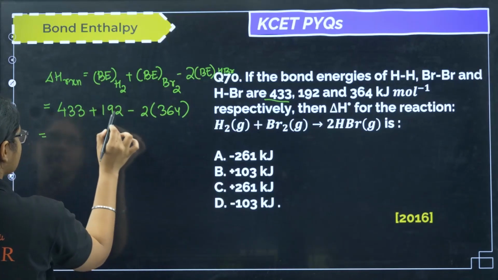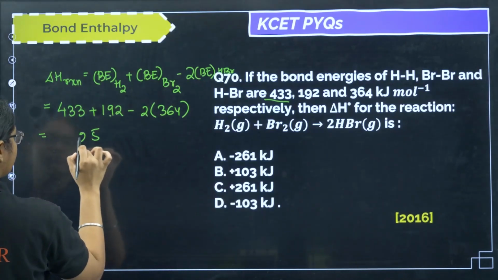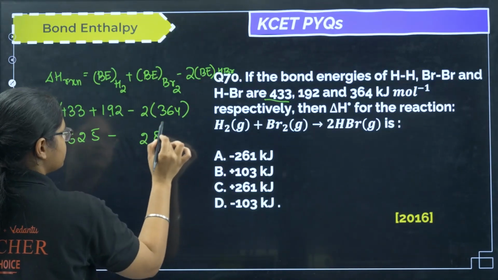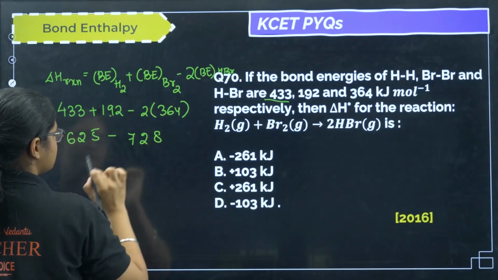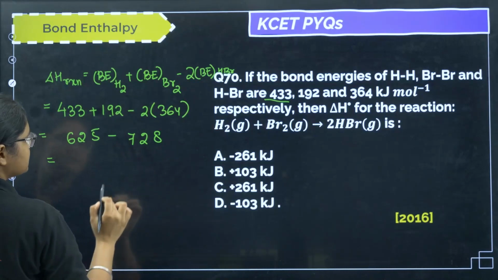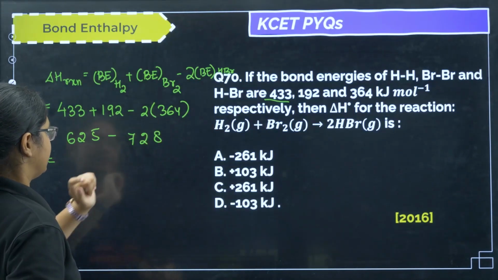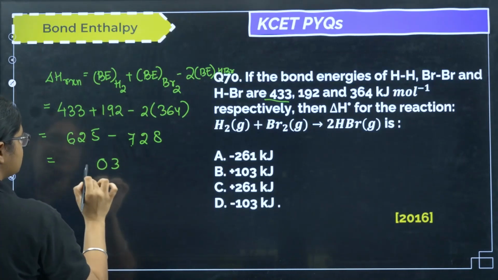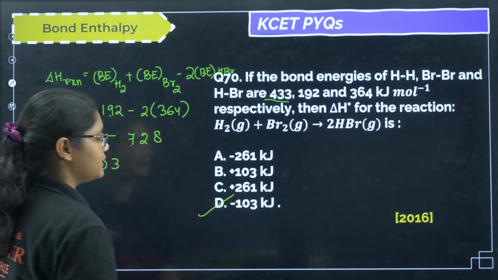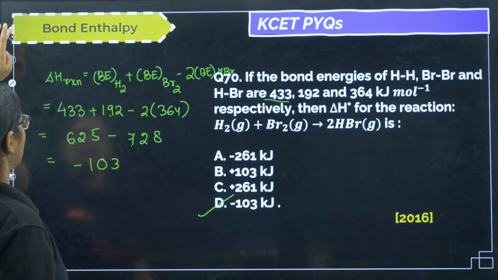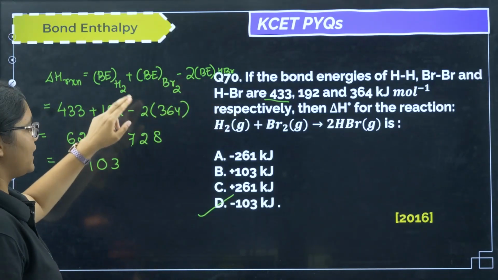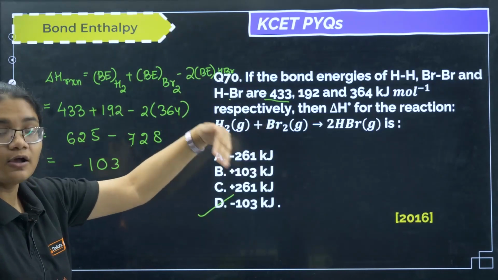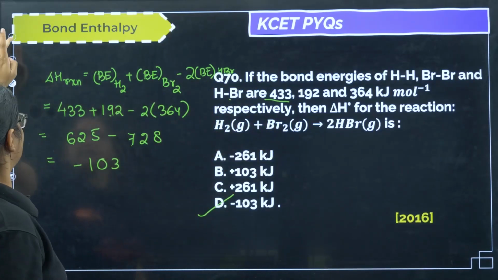Okay. So I have 3 plus 2 is 5, 9 plus 3 is 12, 4 5 6, 625, minus 2 4s are 8, 2 6s are 12, 2 3s are 6 plus 1 is 7, 728. Okay. So 8 minus 5 is 3, 2 minus 2 is 0, 7 minus 6 is 1. So I will get minus 103, that is option number D here. Why am I multiplying by 2 here? Because in the equation I have 2 HBr. For 1 mole it is 364. For 2 moles it will be 2 into that much.